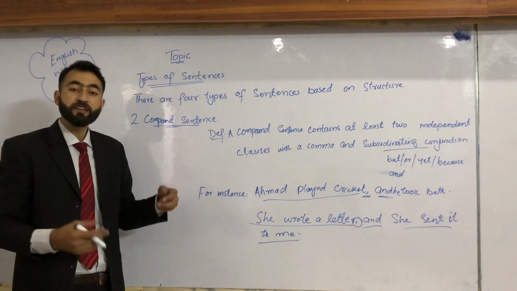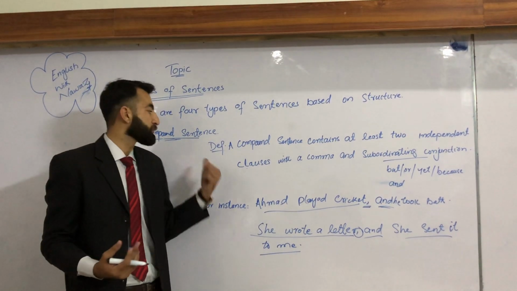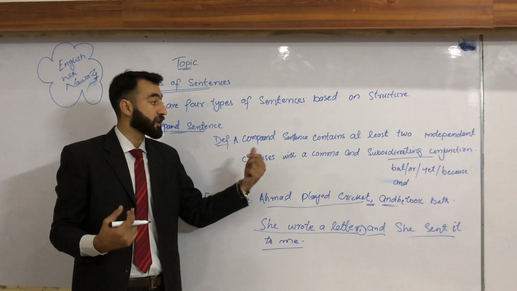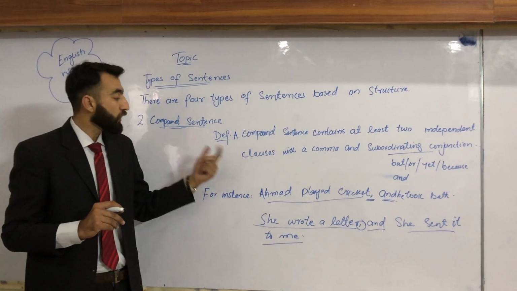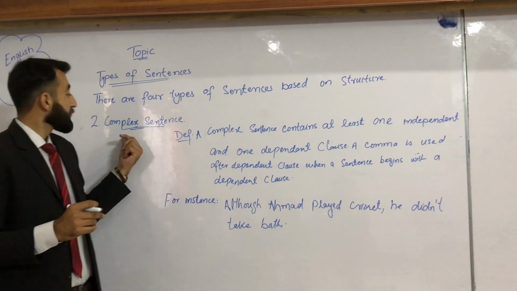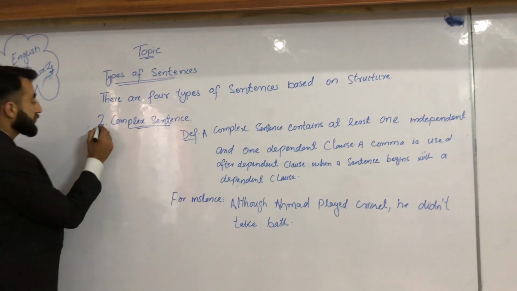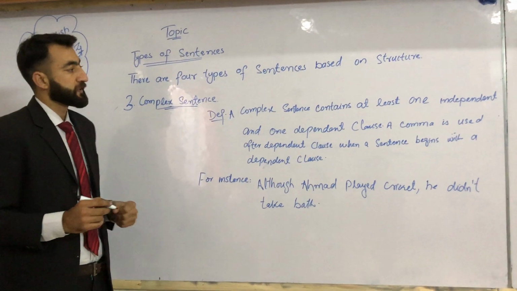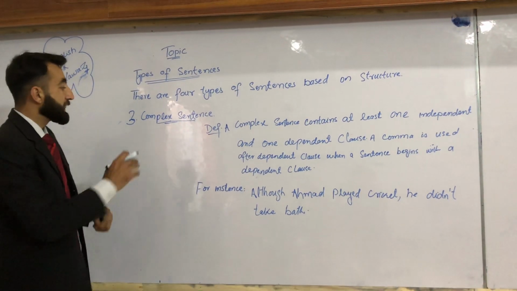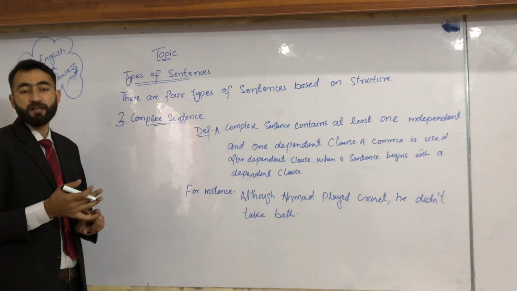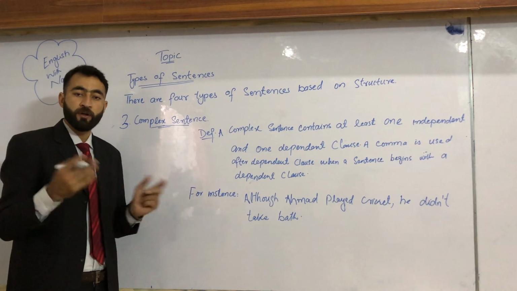As I defined the compound sentence earlier, a compound sentence contains at least two independent clauses with a comma and a conjunction. So here, complex sentence is the third category. It is the third type of sentences based on structure. It is complex sentence. The first one was simple sentence.